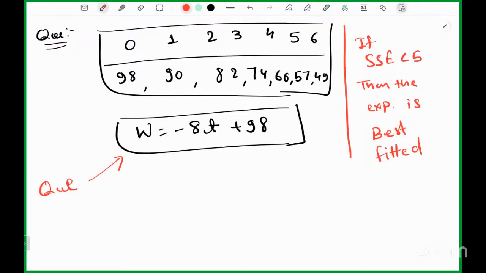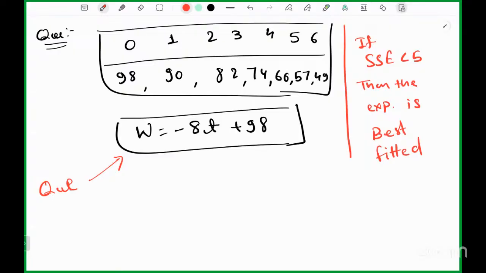So here there was a fitness coach who wants to analyze the weight loss of his client. He recorded the data of 6 months, and over this data he said that any expression which has SSC less than 5 will be said to be best fitted for our data set. So this is the condition given. Now the question says: is this expression W equals minus 8t plus 98 best fitted or not? So you have to first find the SSC, and if the SSC is less than 5, then yes, it is best fitted. If the SSC is greater than 5, then it's not.